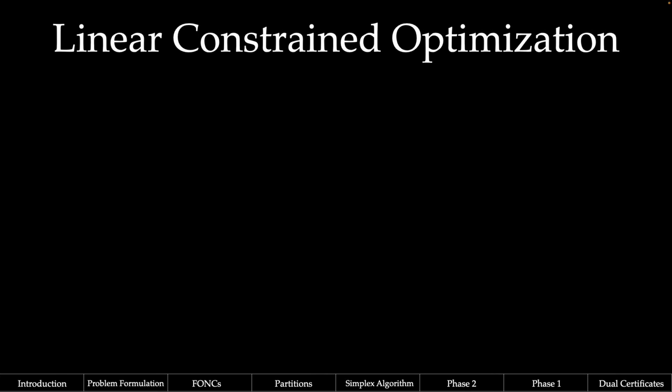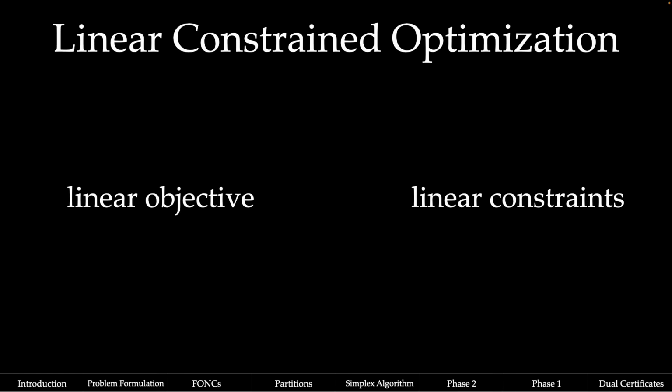So, linear constrained optimization at the high level: all these problems involve a linear objective and linear constraints. When we have a problem with a linear objective and linear constraints, that forms a linear program. A linear program is just another name for a linear constrained optimization problem. Typically, you'll see them referred to as linear programs.